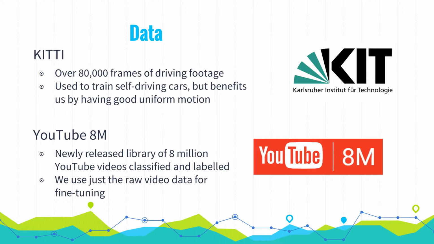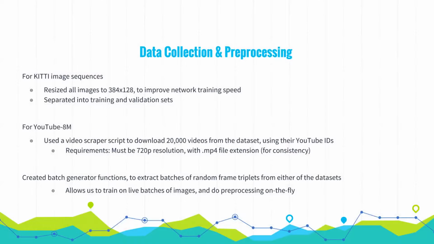We used 150,000 samples from this database of 8 million categorically classified and labeled videos specifically for use in machine learning applications. To pre-process the data, the KITTI images are resized to 384 by 128 to improve the training network speed. YouTube-8M presented additional constraints in the fact that since its videos are MP4 videos, on the fly during runtime, we have to use FFmpeg to read the video as an array of images and sample frames.